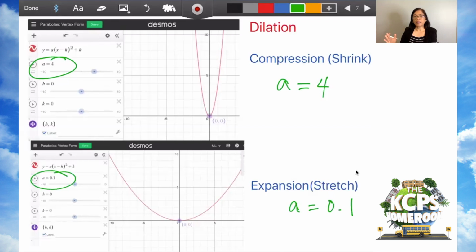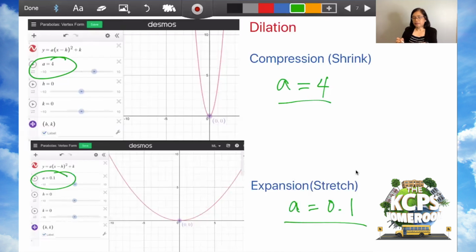So I'll stop here and process the information. When a is 4, we have a shrink. When a is smaller, it expands. The graph expands. In this case, both values are positive.